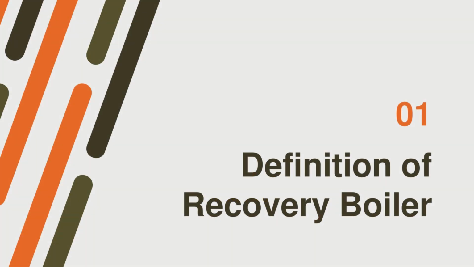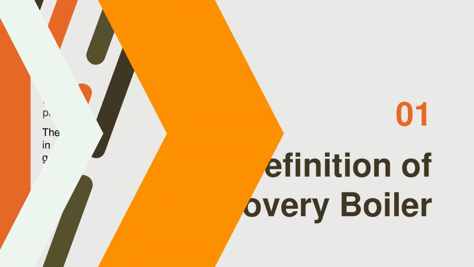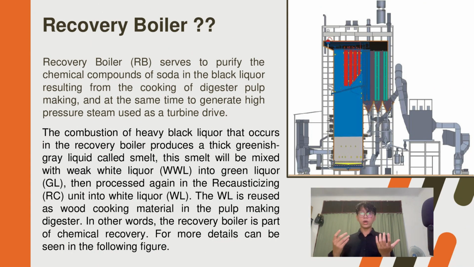Okay, the first material, the definition of recovery boiler, will be explained by me. What is a recovery boiler? Recovery boiler, or RB, serves to purify the chemical compounds of soda in the black liquor resulting from the cooking of digester pulp making, and at the same time to generate high pressure steam used as a turbine drive.